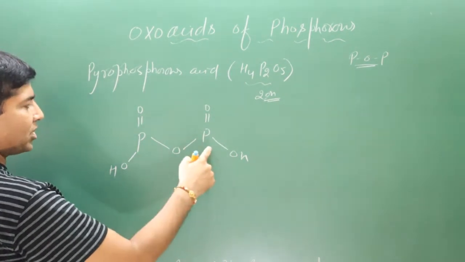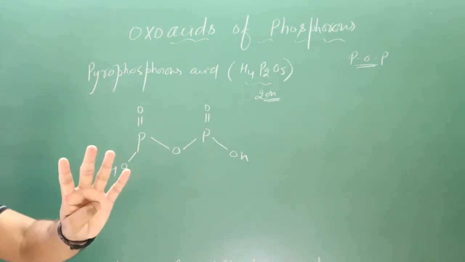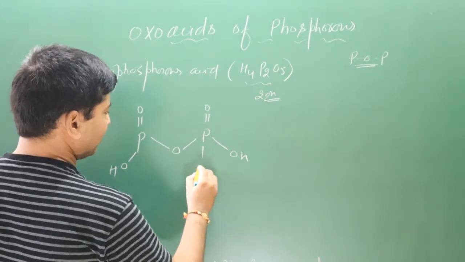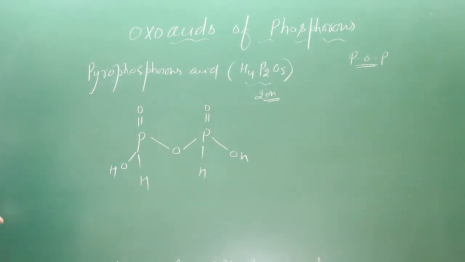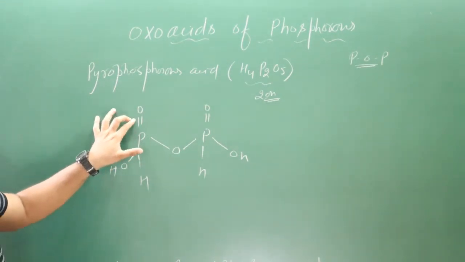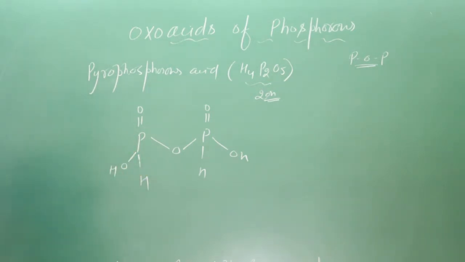You can see each phosphorus is forming how many bonds? 4 bonds. I do one thing, I take hydrogen and attach it to each phosphorus. Okay, now we can see the valency of phosphorus is satisfied. It is forming 5 bonds. 2 plus 2 plus 1 is equal to 5. Okay, this is the structure we have.